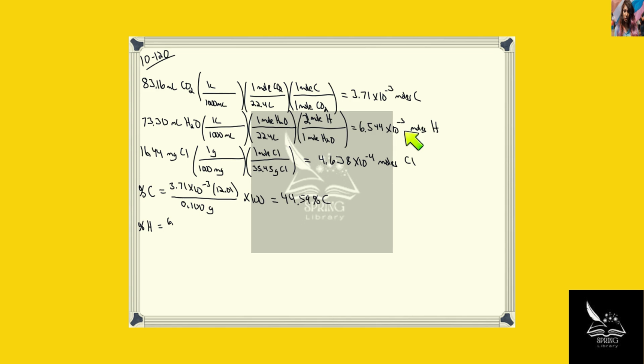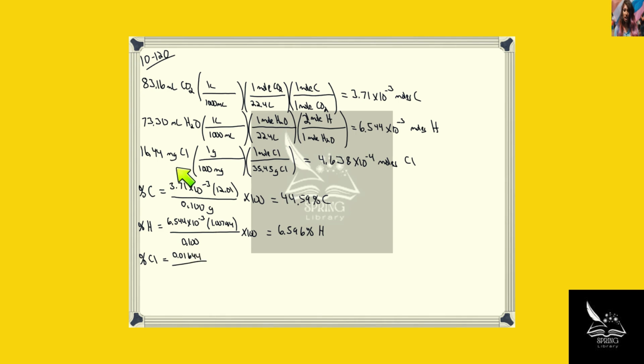We can also do the same thing with hydrogen. Let's take the moles of hydrogen, multiply it by its molar mass to get the grams of hydrogen, and then divide it by the grams of the entire compound and multiply by 100 to get the percent that is hydrogen. And we get 6.596% hydrogen.